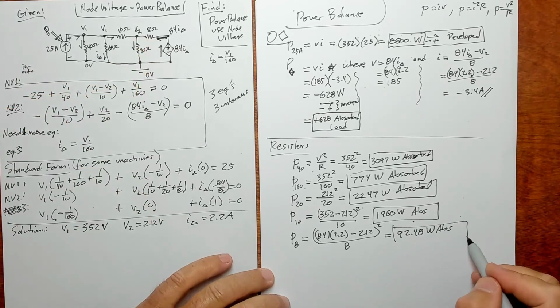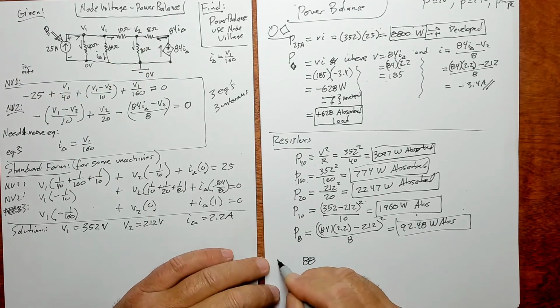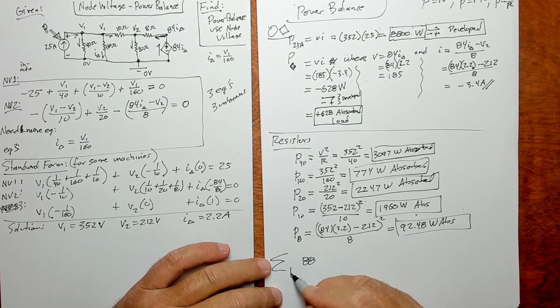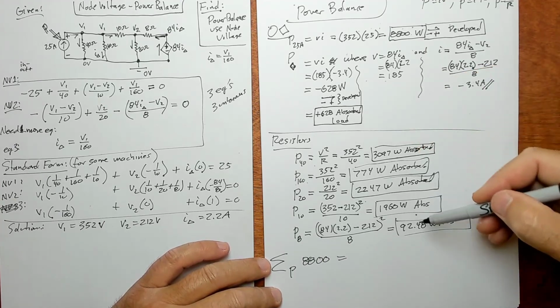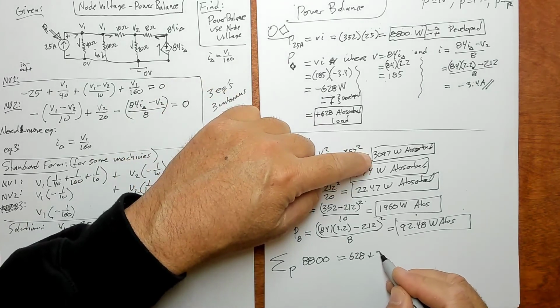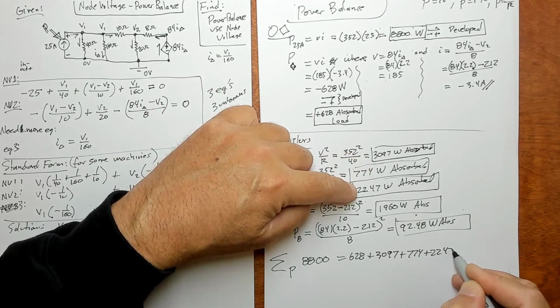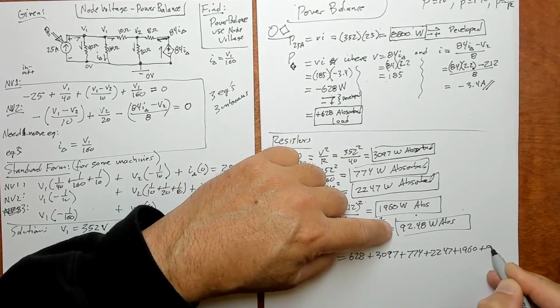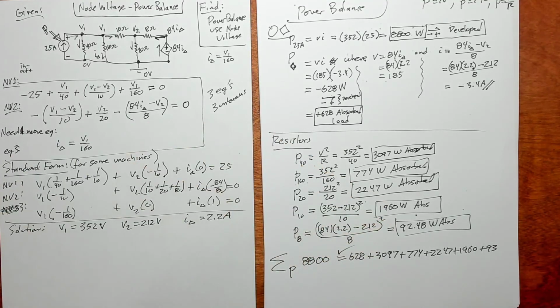And so if you summed all of these powers, you'd have 8,800 watts. This one source should add up to all of these other components, and those would be 628 plus 3097 plus 774 plus 2247 plus 1960 plus 93. And yeah, they do add up if you check that out, if you ask your calculator.